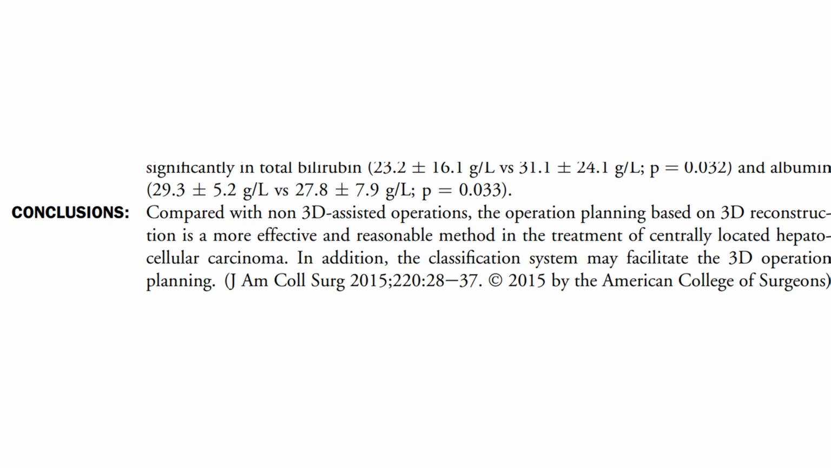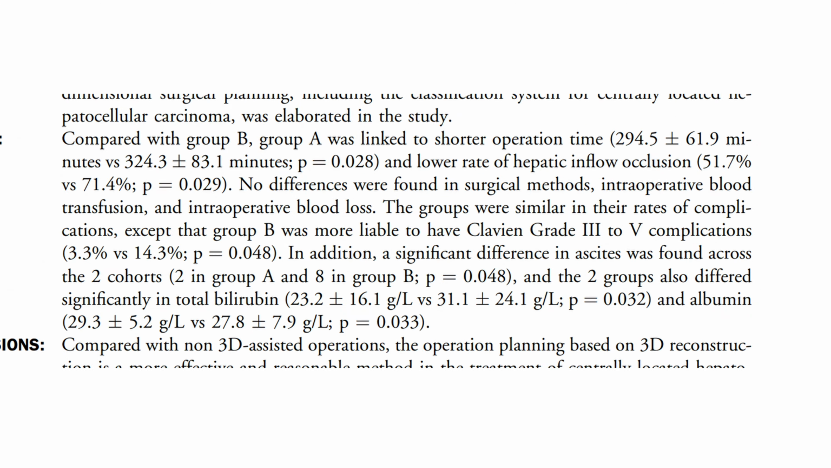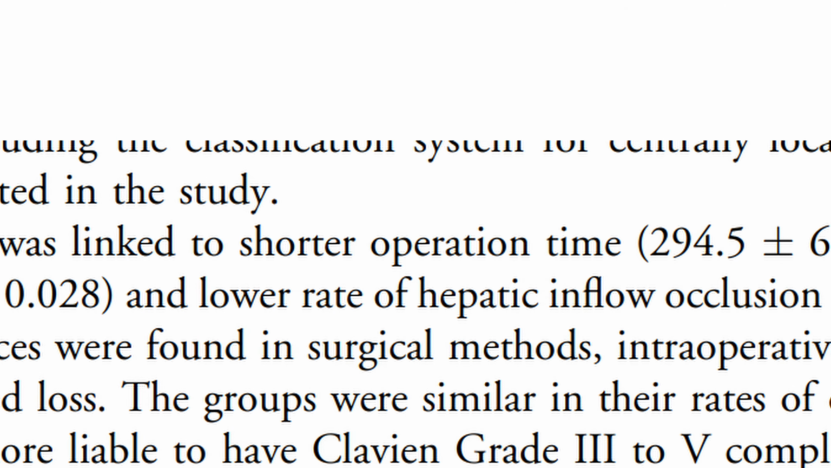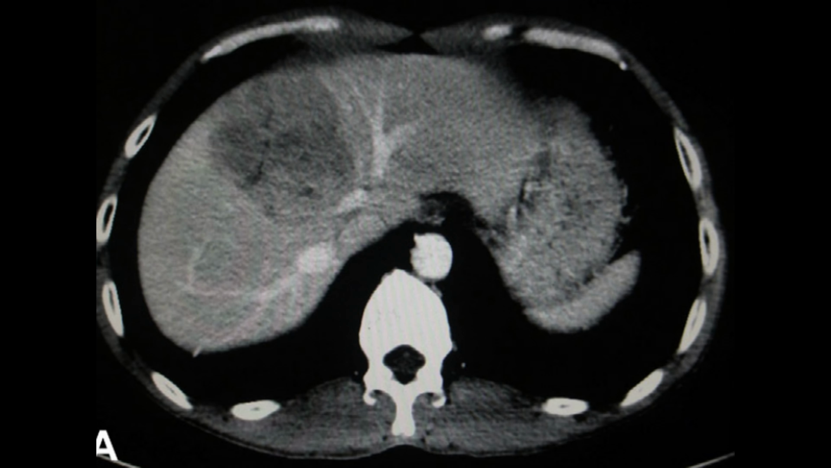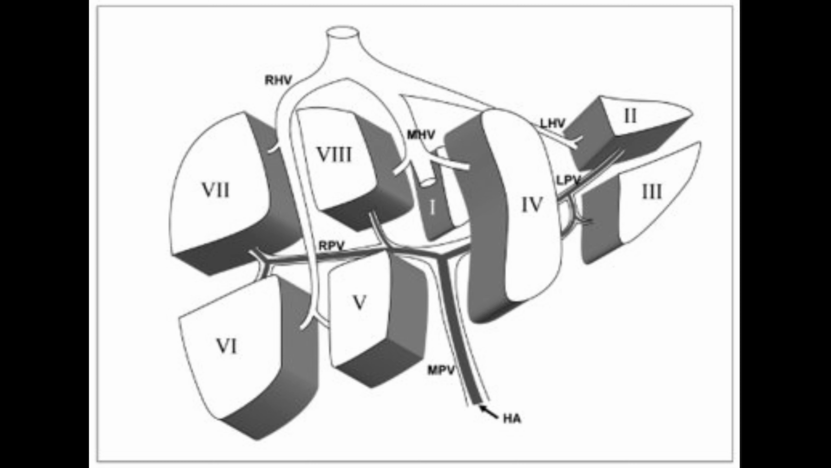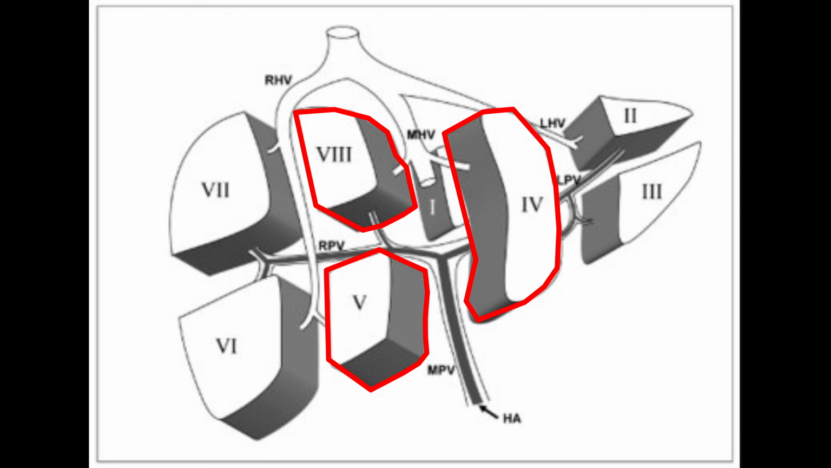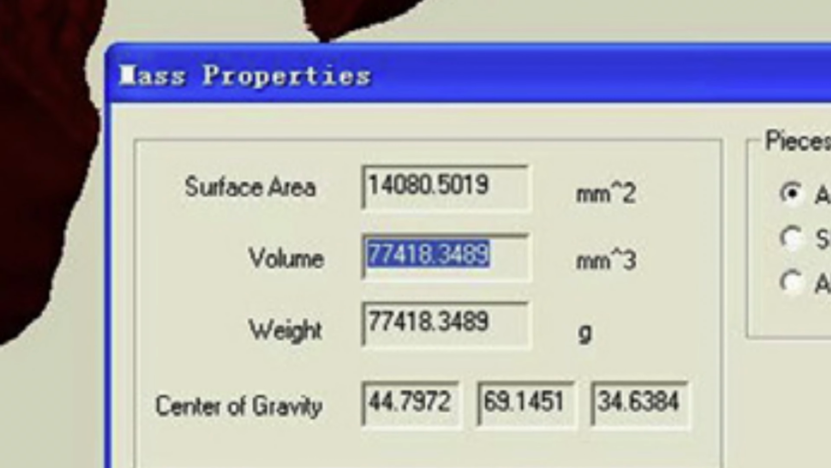And it works. Studies show that this technology is more effective than traditional methods, improves outcomes, and reduces operation times. Going back to patient A, doctors used this 3D reconstruction technique to construct a model of the patient's liver. Here's the tumor in yellow, compressing the liver's blood vessels, called hepatic veins, shown in blue. In the end, doctors decided to perform what's called a mesohepatectomy, that's removing central segments 4, 5, and 8, as the remaining volume of liver was enough for normal function.